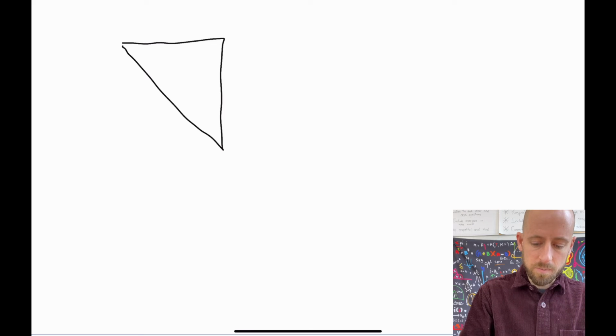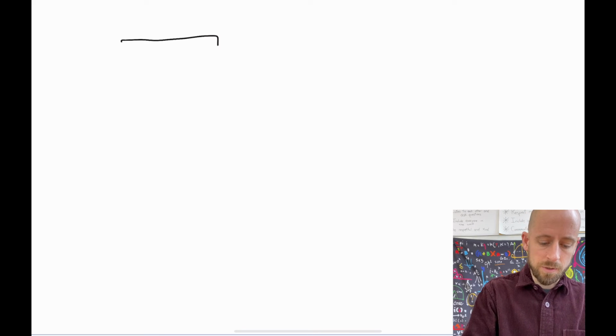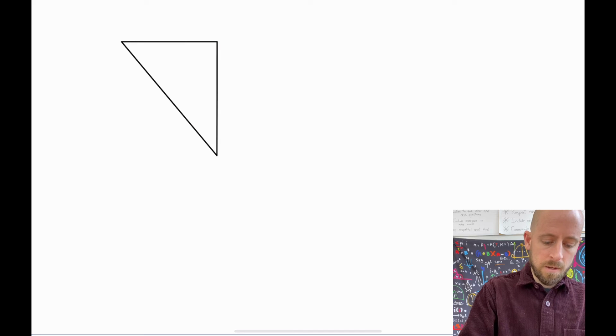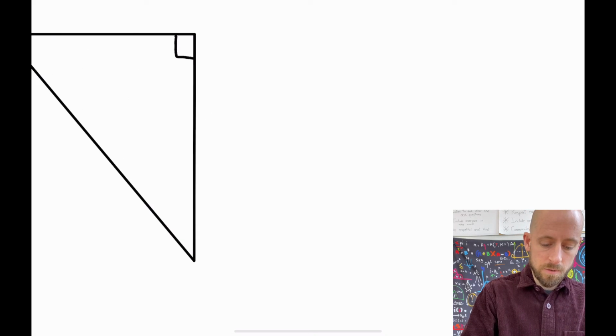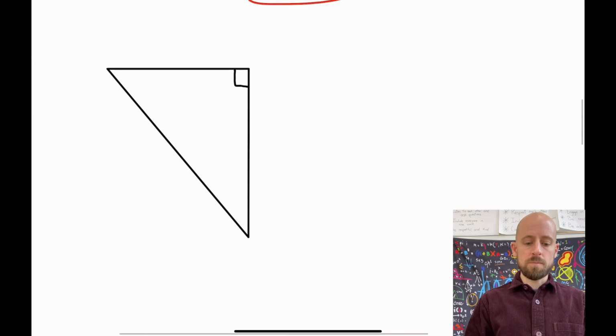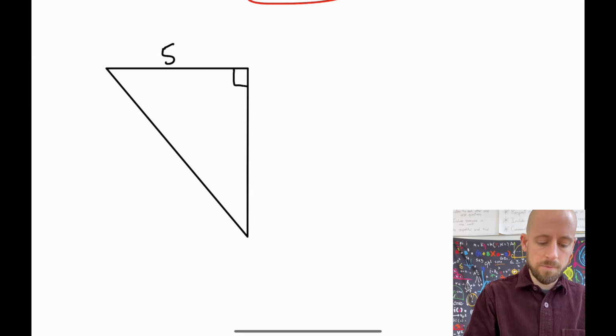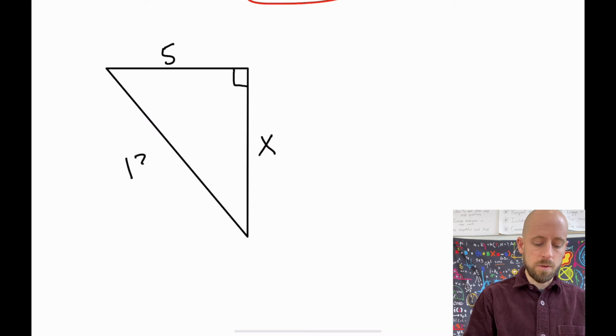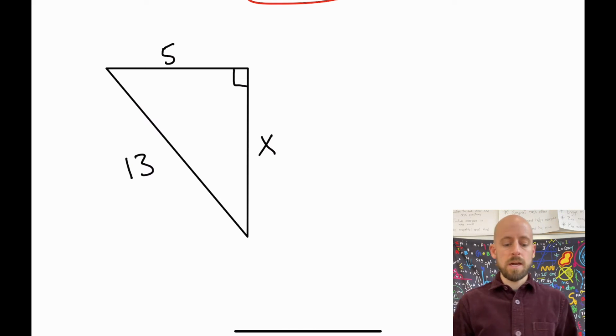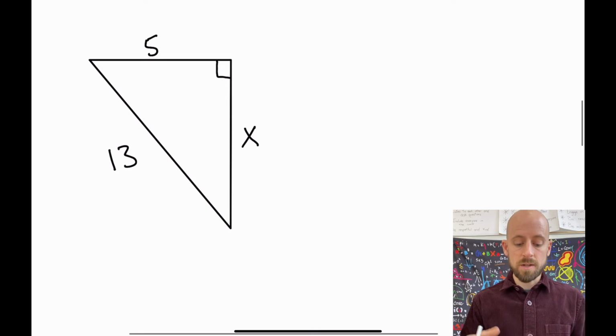Okay, so there's my terrible triangle. I might try that again, actually. I'm gonna draw my triangle. All right, make sure it's a right triangle, okay? And I'm gonna throw some measurements in there. So I'm gonna make this one 5. I'm gonna make this one x, and I'm gonna make this one 13, all right? And I want to solve for x. That was the instruction, solve for x.